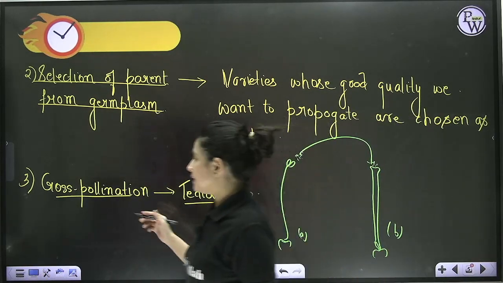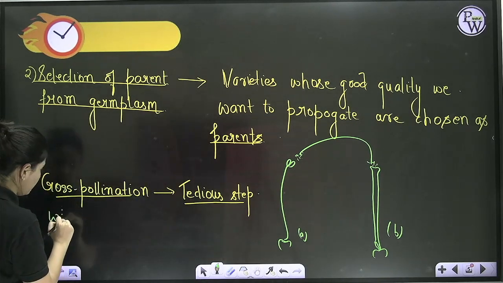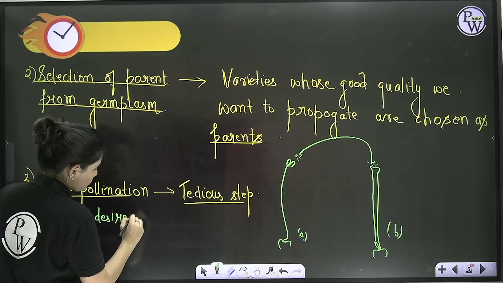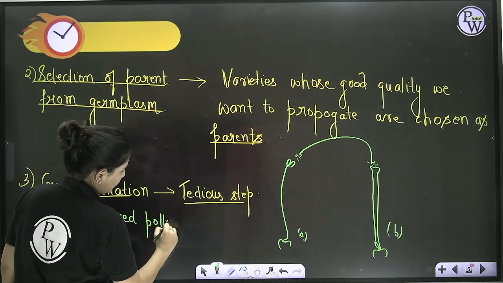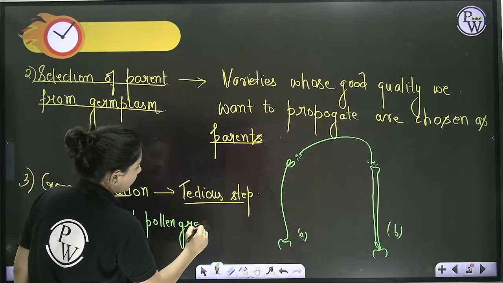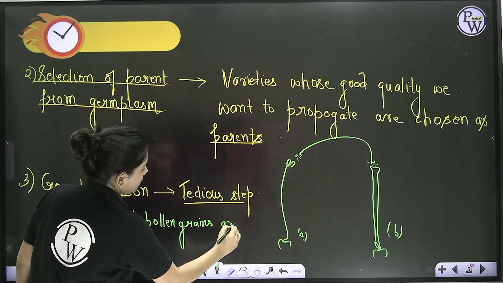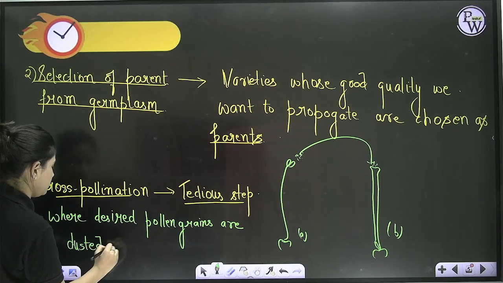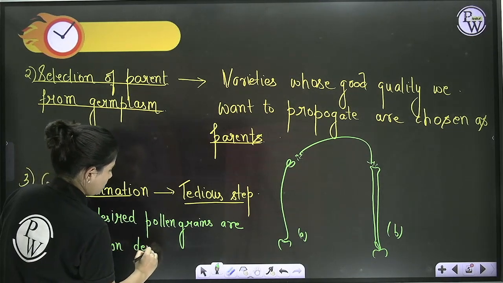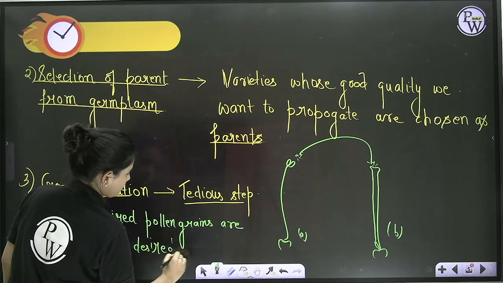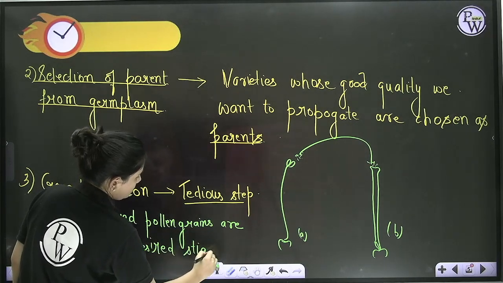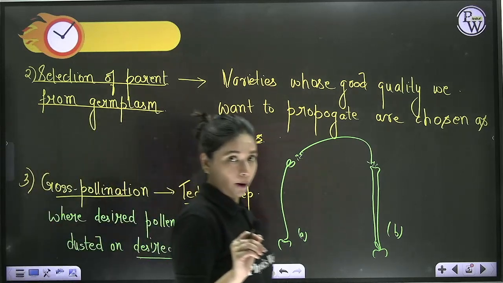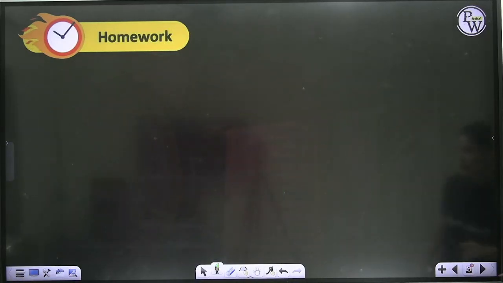So this is a tedious step where desired pollen grains are dusted on desired stigma in order to obtain best quality hybrid.